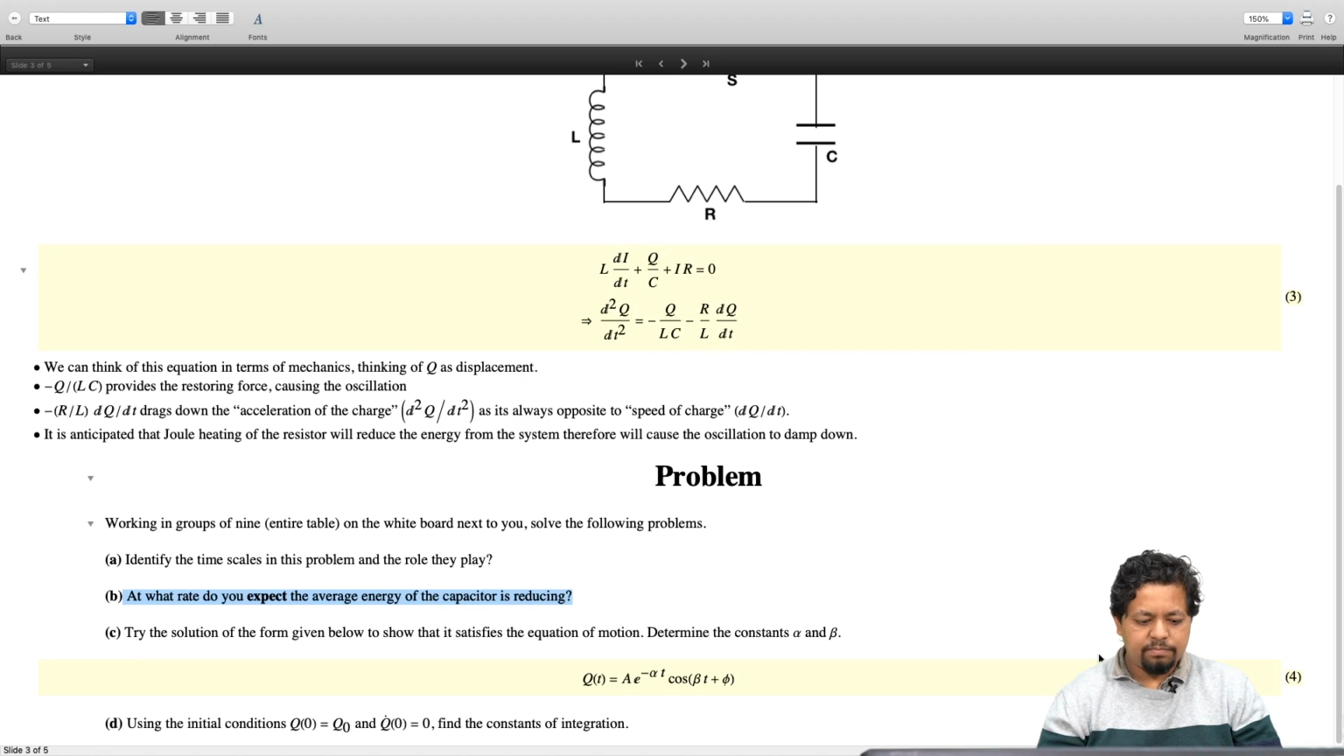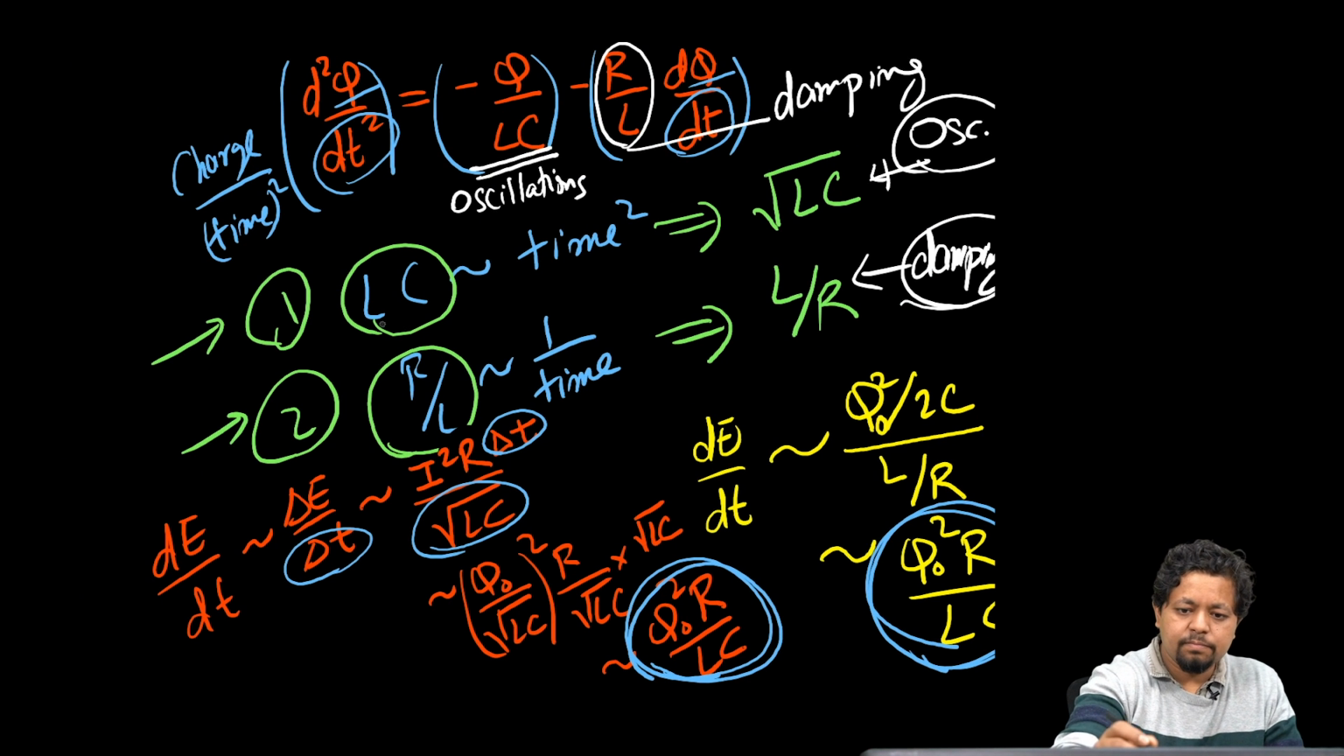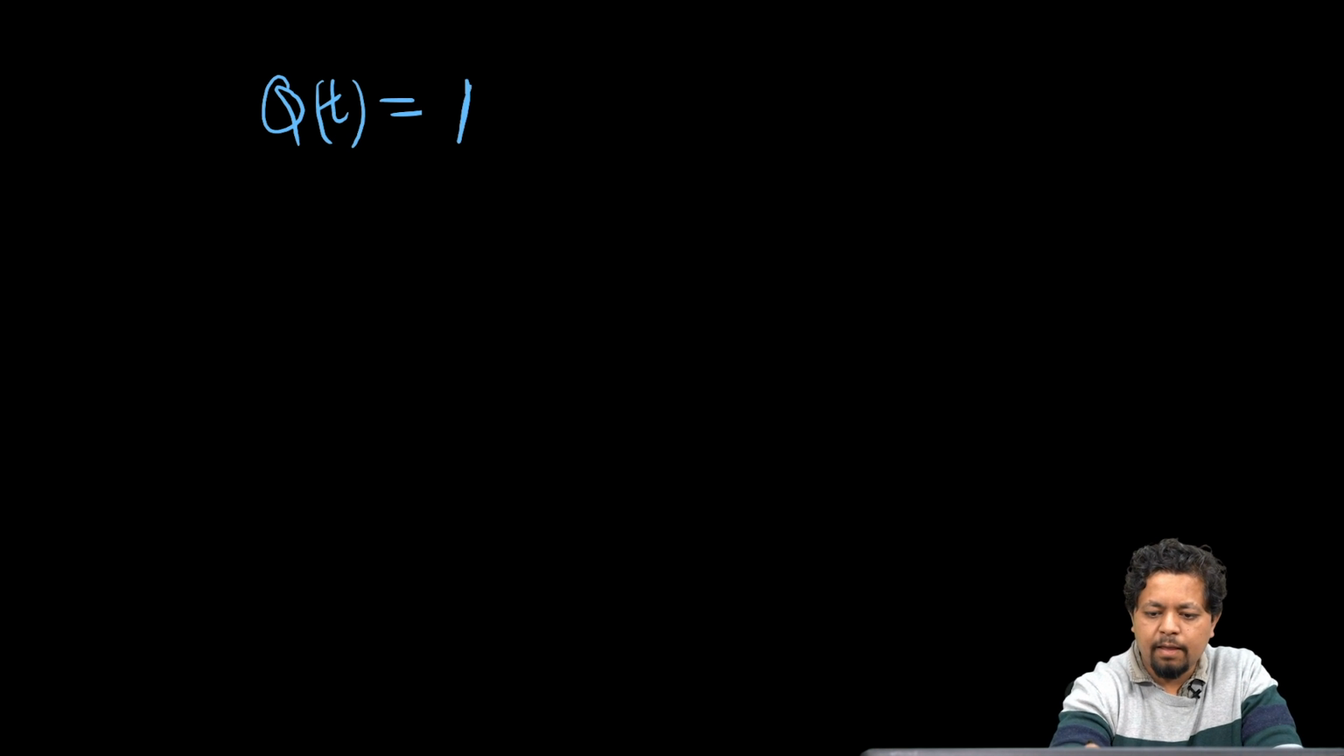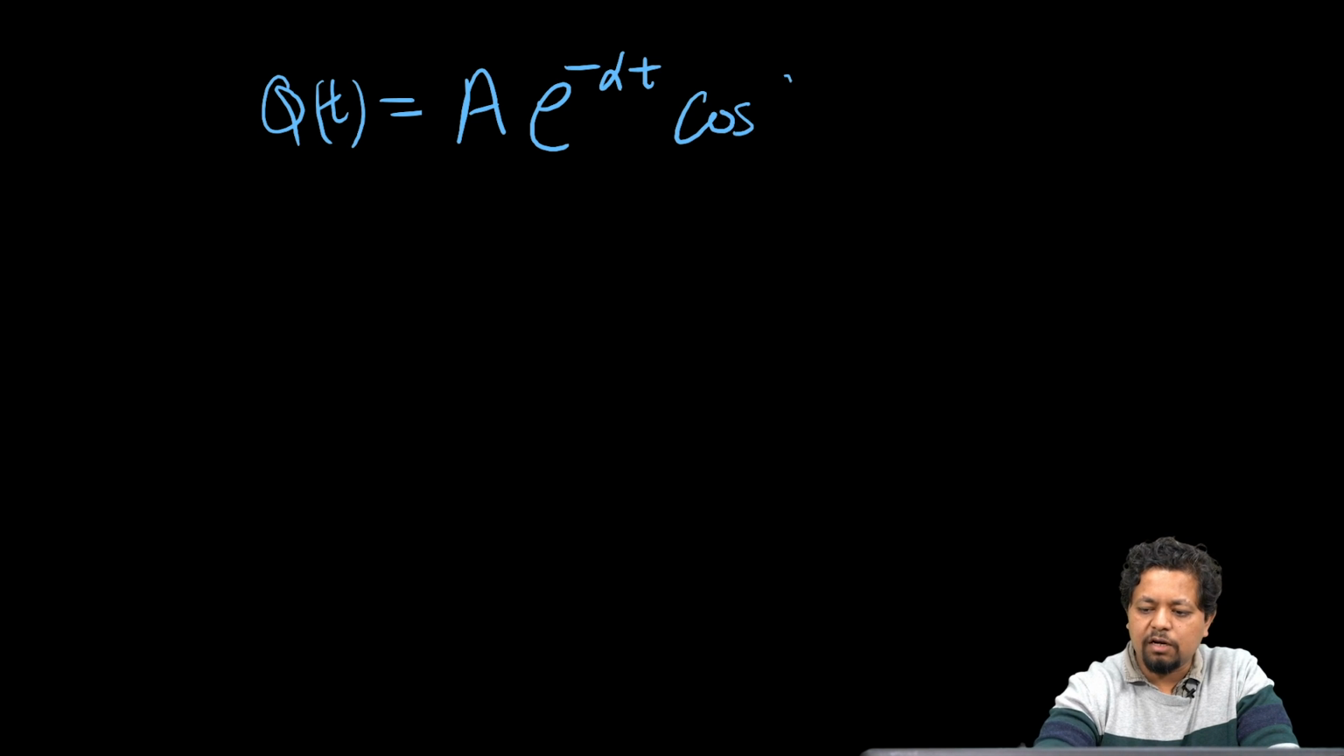Let's go ahead and look at the next part of the problem, which says to try this form of the solution and see if this works out as a solution for this differential equation. So let's go ahead and try that out. The form of the solution that we want to try out is Q of t equals A e to the power minus alpha t cosine of beta t plus phi.